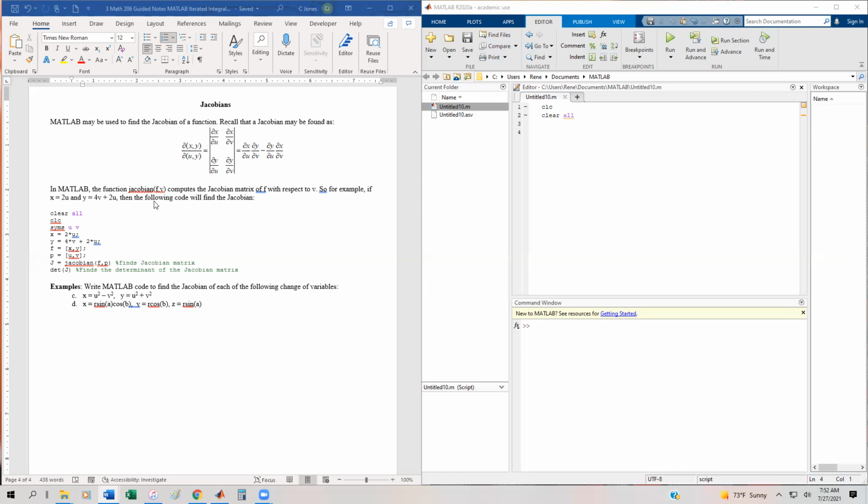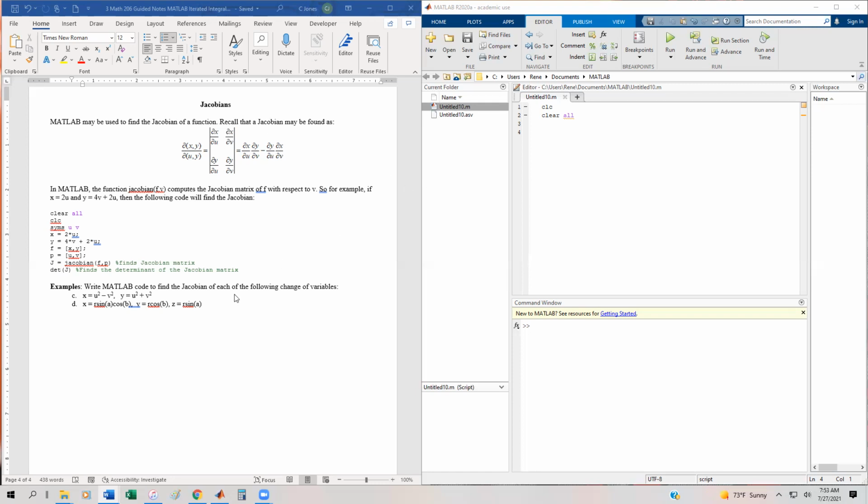To find the Jacobian in MATLAB, we're going to define symbolic variables. We're going to define what x and y are going to be. We're going to make a row vector f and then a row vector p. f is going to be the variable definition, so x equals 2u, y equals 4v plus 2u. And then p is going to be the variables with which we are taking the derivatives with respect to. We have this function Jacobian, and I assign it to a variable j. Then we're going to find the determinant of j, and that's going to help us find this Jacobian.